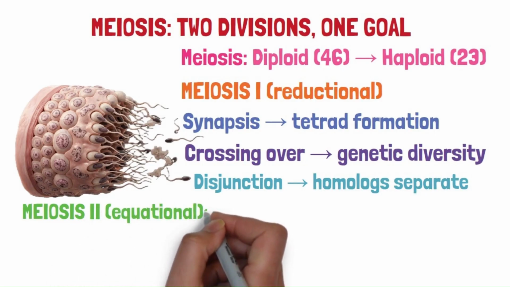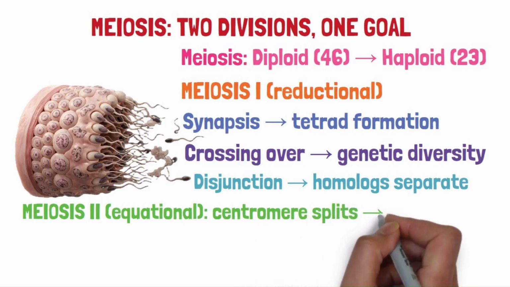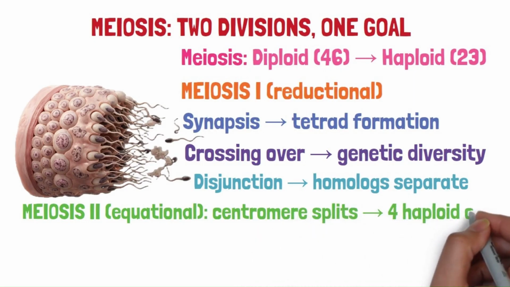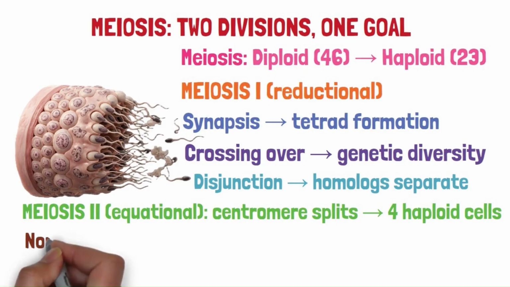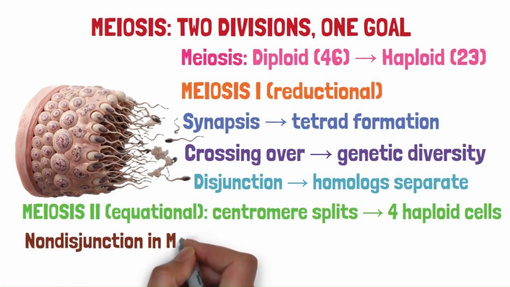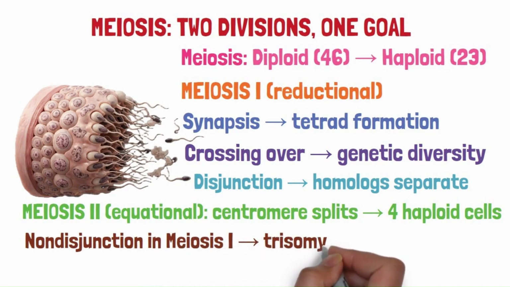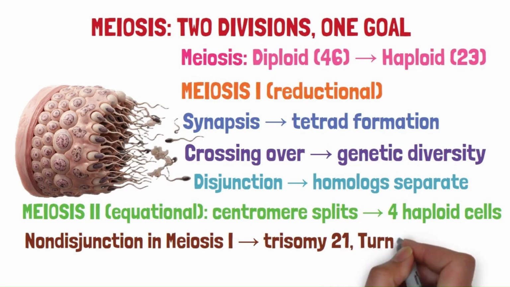If you want the full phase by phase breakdown, prophase 1 runs through leptotene, zygotene where synapsis happens, pachytene where crossing over happens, then diplotene and diakinesis. Metaphase 1 lines up the homologous pairs. Anaphase 1 separates them, and telophase 1 finishes with two haploid cells.